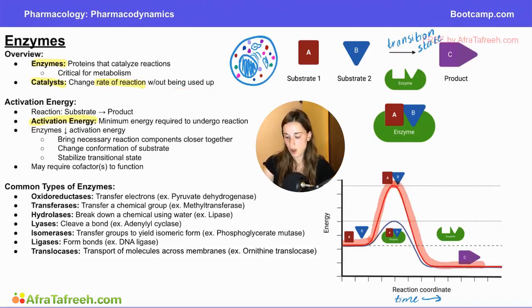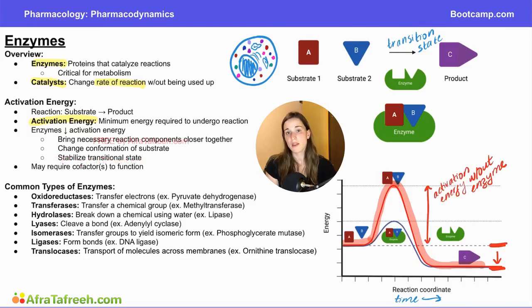Notice that the energy level of the final product is lower than the energy level of the initial substrates. This means that this reaction is energetically favorable, and if given enough time for substrates A and B to collide with one another with enough energy to overcome this activation energy of the transition state, this reaction could proceed. But for some biologically relevant reactions, the time that it would take for this to happen is way more than the lifespan of a human. This activation energy is a big barrier to reactions proceeding at a reasonable rate. What enzymes do is they lower the activation energy of the reaction, and they can do this through a few different ways.